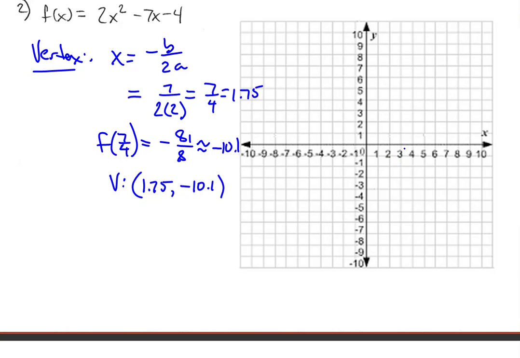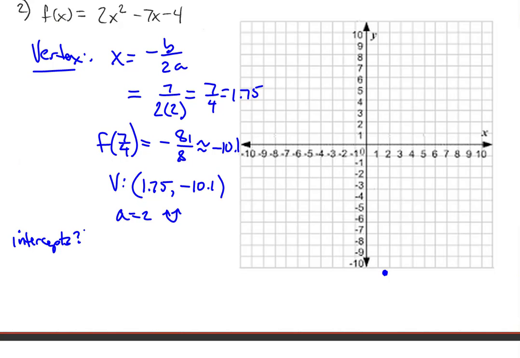We'll have to estimate a little bit, of course, on this graph, but 1.75 and then negative 10.1 is going to be somewhere, actually a little bit off the grid that we have specified here, down in quadrant 4. Now, that's the vertex. Also note that since a here is 2, that's a positive value, we're expecting a parabola opening upward. Now, that's nice, but remember, we want to find more points than just the vertex. Given the way that this function is written in standard form, let's see if we can find some intercepts.